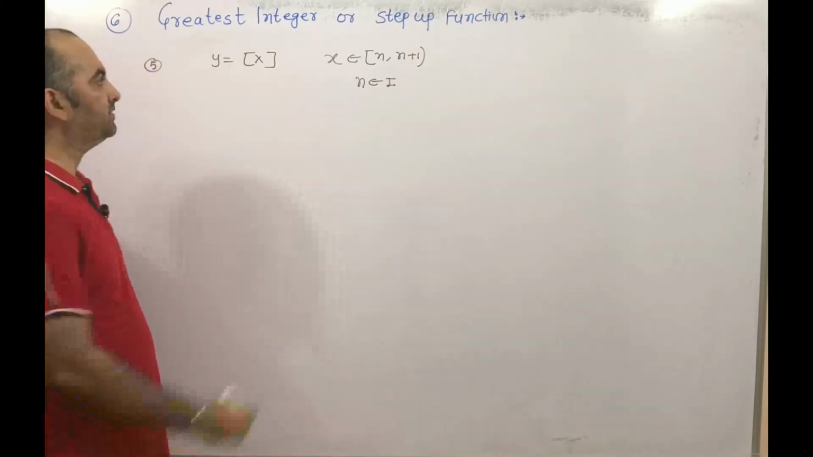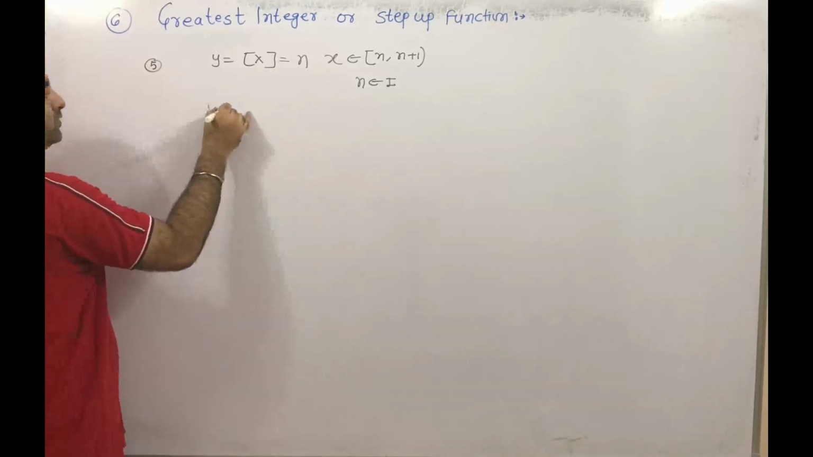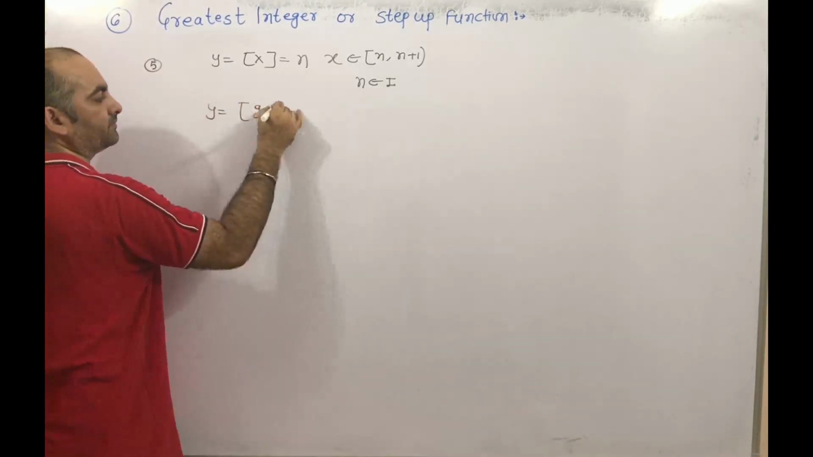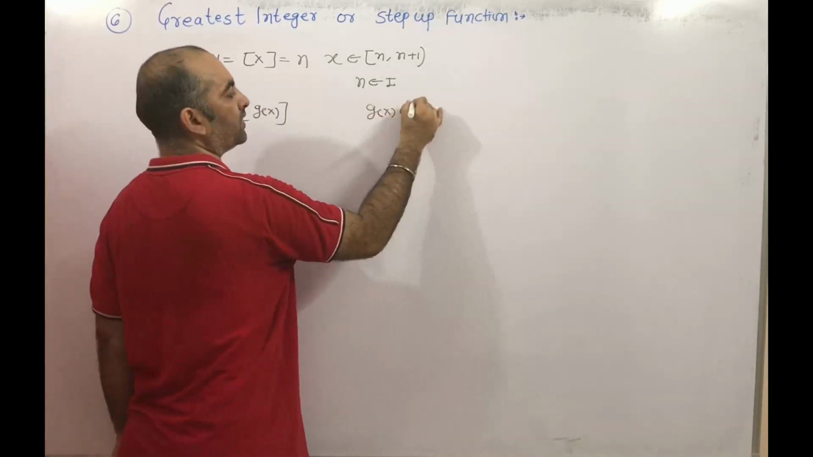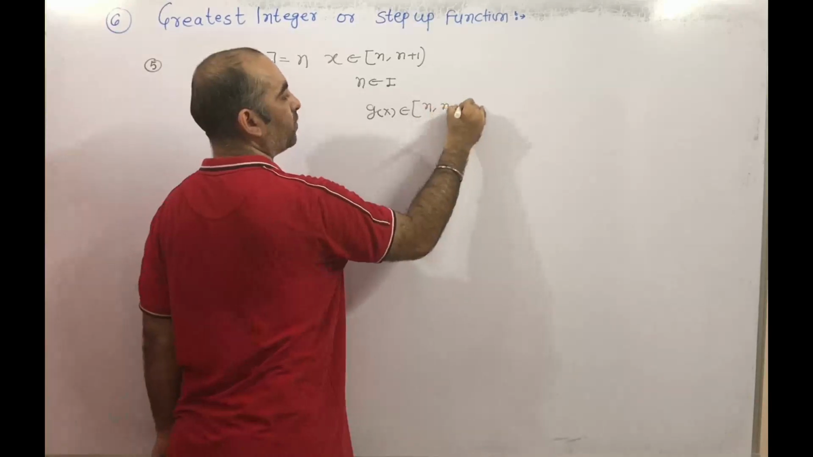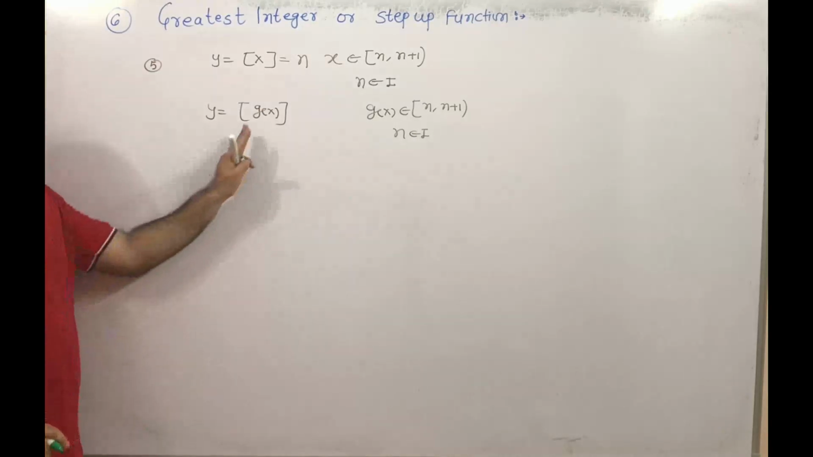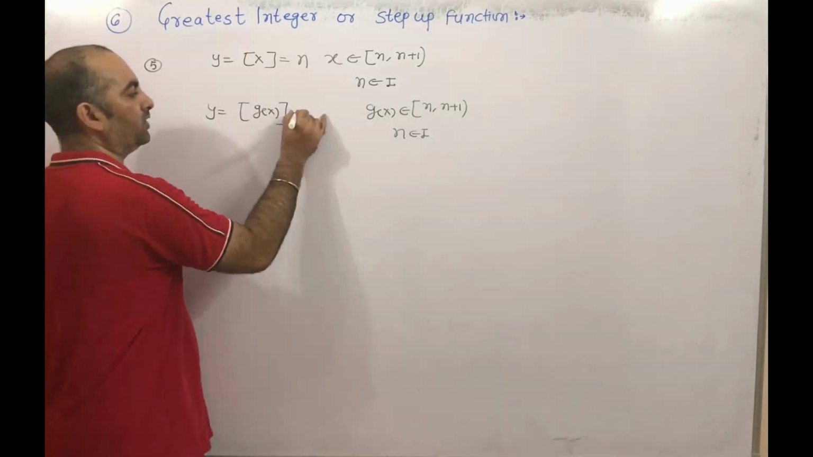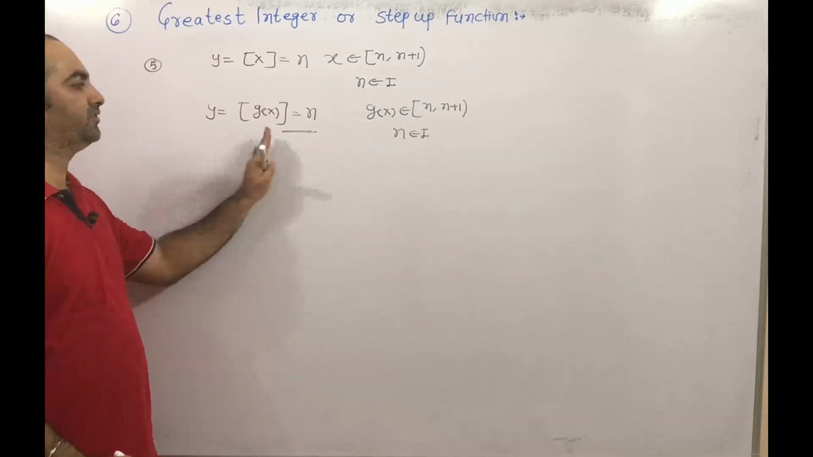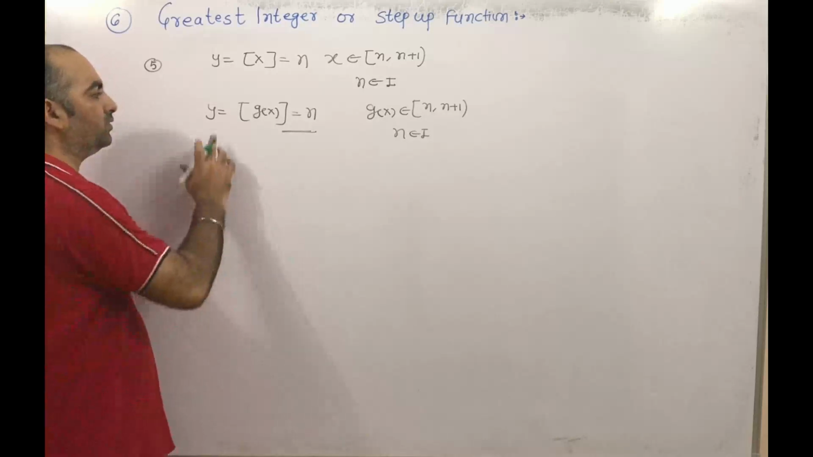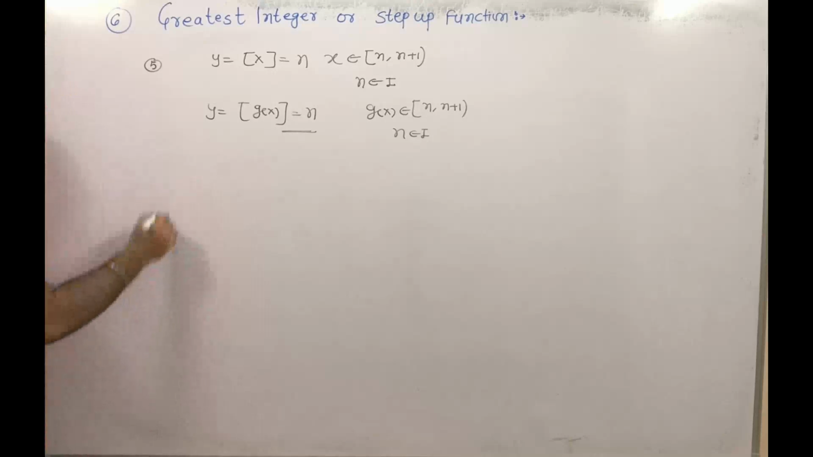Integer. Then this value, what will come? N will come. Okay, and if I have y equal to greatest integer of g(x), and here if g(x) belongs to n to n plus 1, where n belongs to integer, so y equal to greatest integer of g(x), what value will come? N only will come. This is very important to draw the graph of y equal to greatest integer of g(x). So if you want to draw the graph, then this property we have to remember.